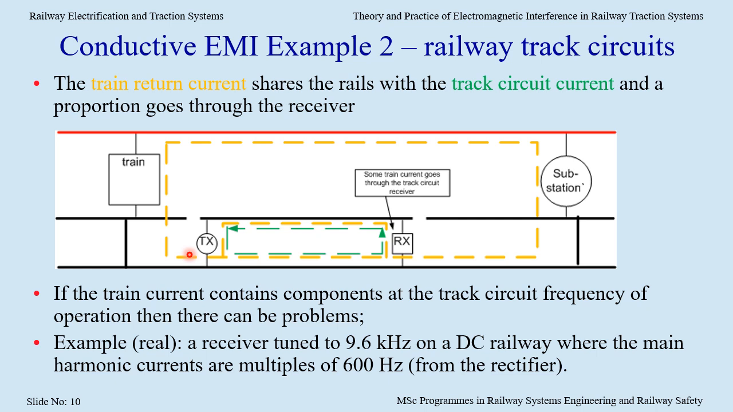Now, if the train current contains components at the track circuit frequency of operation, then there can be problems. One example I came across was a receiver tuned to 9.6 kHz on a DC railway, where the main harmonic currents are typically multiples of 600 Hz from the rectifier.